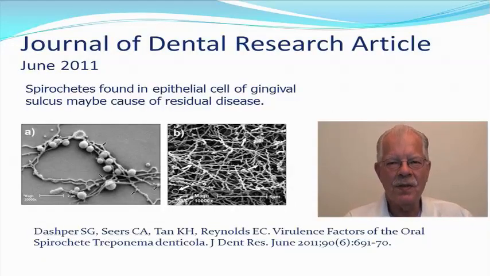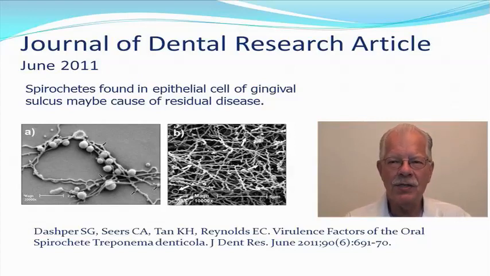Just recently, in June 2011, Dasper reported with scanning electron microscopy the relationship between spirochetes and these little spore formations, and he shows them, and you have to study these very carefully. In fact, you can get this article online and read it. He points out that in 1948, these little spore forms were found in epithelial cells.